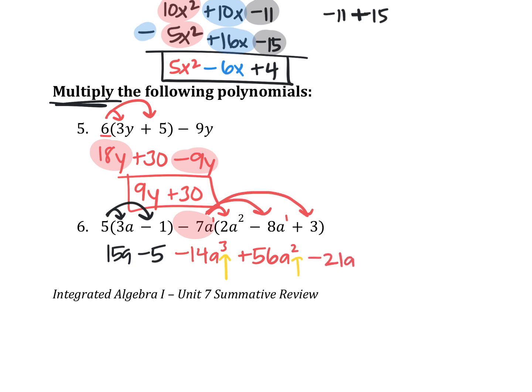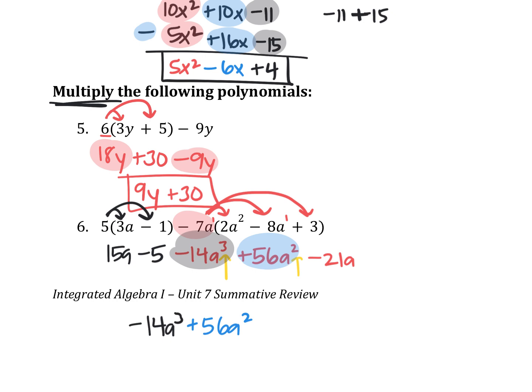Now, after I've distributed, I can combine my like terms. So starting out with my highest exponent, let's start with my negative 14a to the thirds. There's no other a to the third power, so I'm going to start with negative 14a cubed. Then I'm going to move on to my next lowest exponent, which is my a squareds. So I'm going to have plus 56a squared.